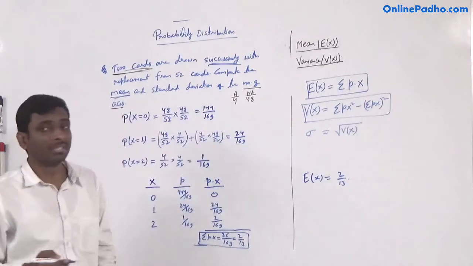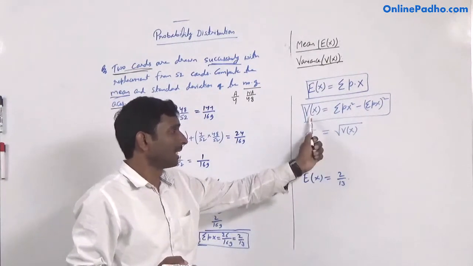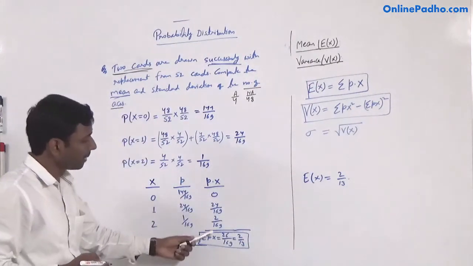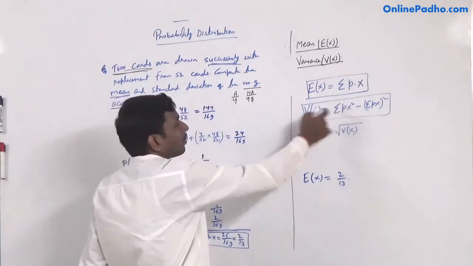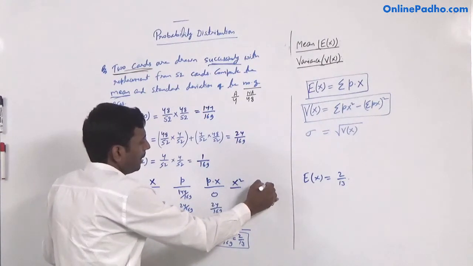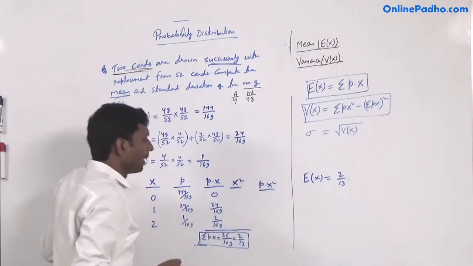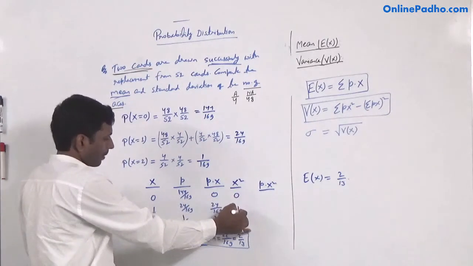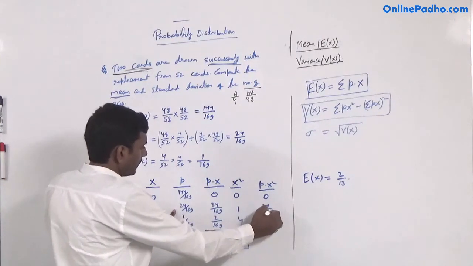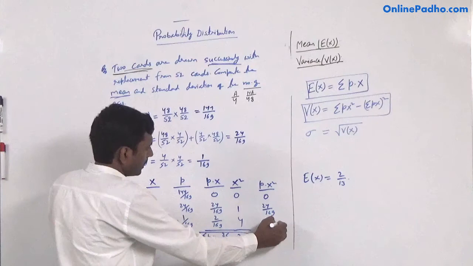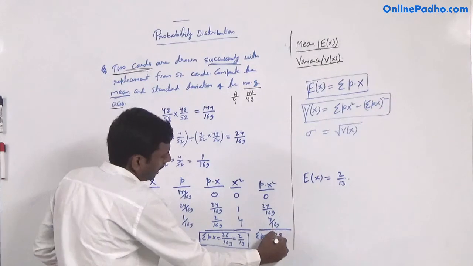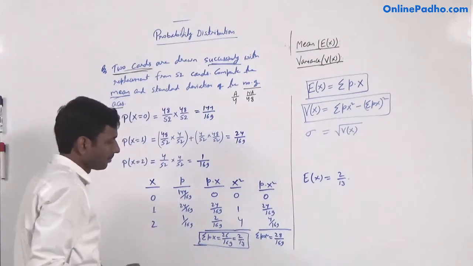What about standard deviation? Standard deviation is root over variance, and variance, you know, is summation px square minus summation px whole square. Now we got summation px, we have to find summation px square. To find summation px square, we have to make two columns, x square and px square. X square will be 0, 1, 4 and px square will be 0, 24 by 169 and 4 by 169. Now we can add this. This will be summation px square. It will be 28 by 169, right?